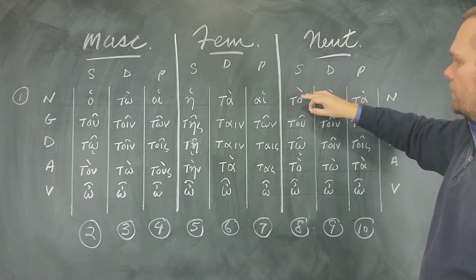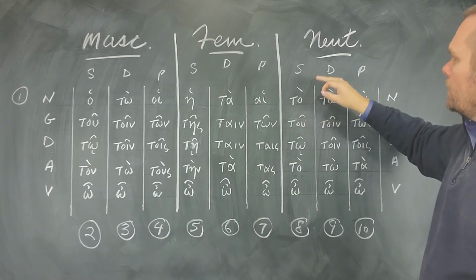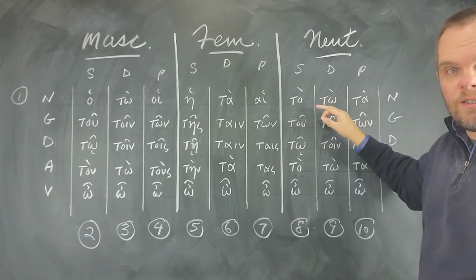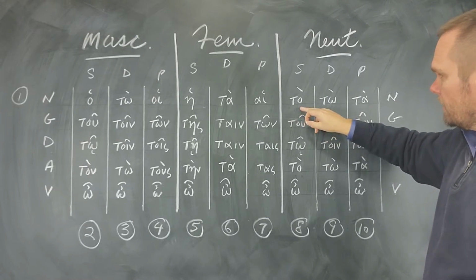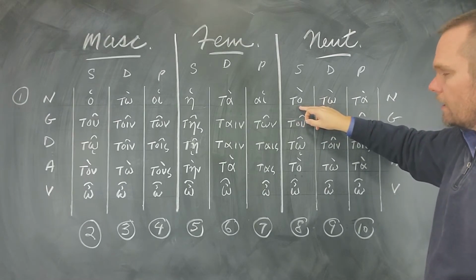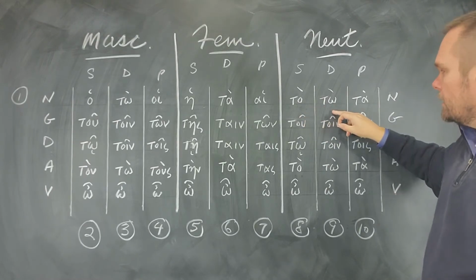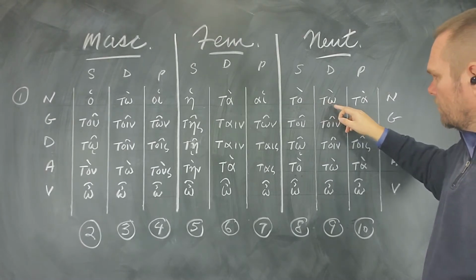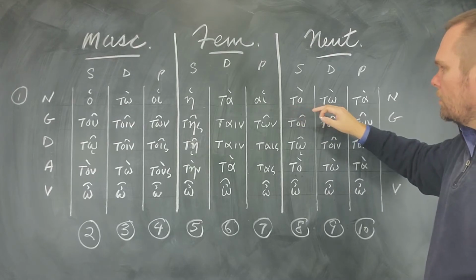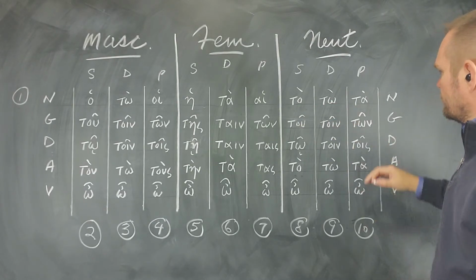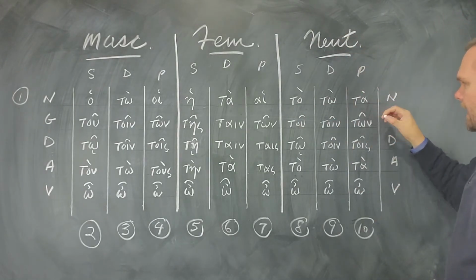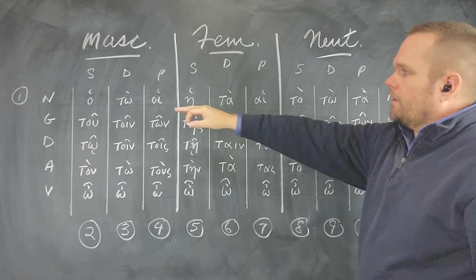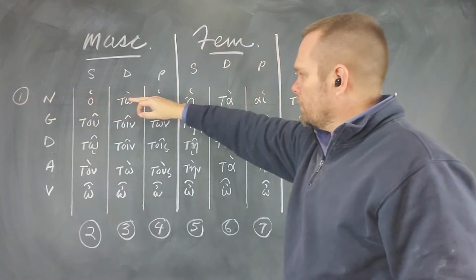The neuter singular is to. The neuter dual is to. Good pronunciation practice to make sure you articulate the difference between to and to. Okay? Omicron, omega. To, to. And the neuter plural is ta. So we have this first row to be memorized.